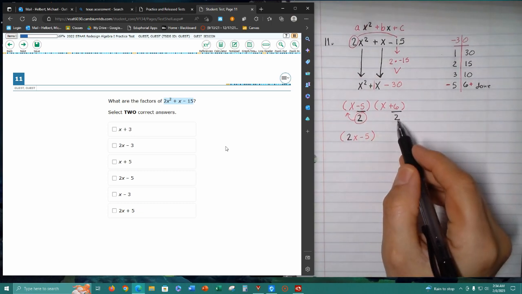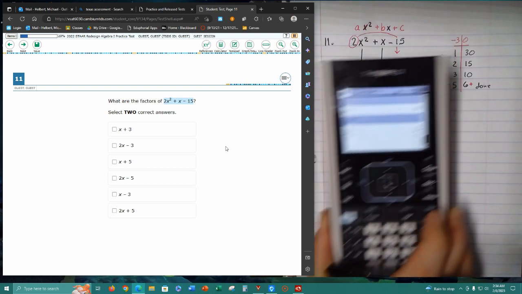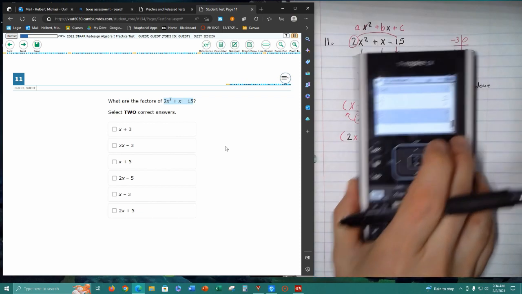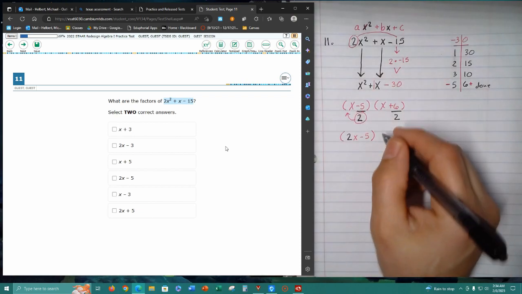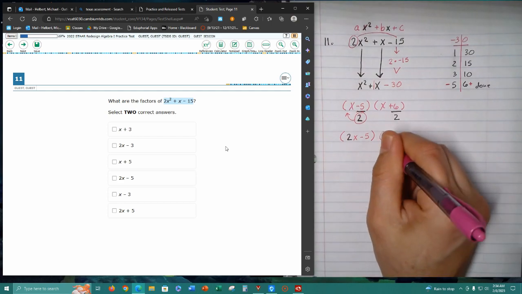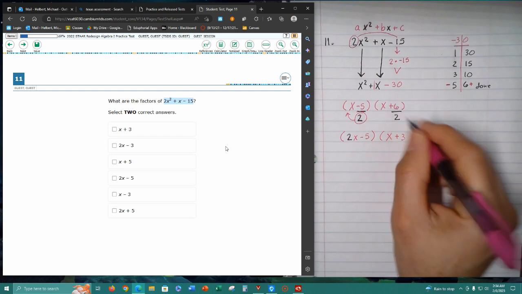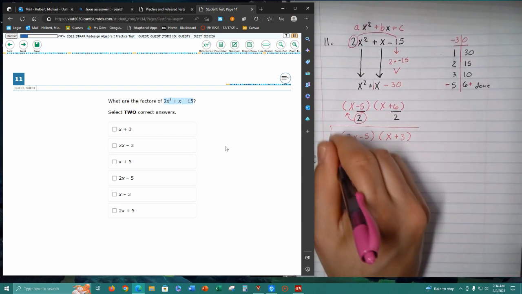And then for this one, I want to see, can 2 go into 6? So I put my fraction bar, 6 over 2, and it gives me 3. So then this one right here becomes x plus 3, because 2 went into there evenly. And these are my two factors right here.